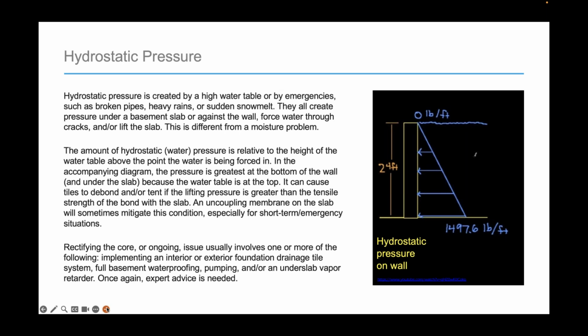Rectifying the core or ongoing issue usually involves one or more of the following: implementing an interior or exterior foundation drainage tile system, full basement waterproofing, pumping, and or under slab vapor retarder. Once again, expert advice is needed.